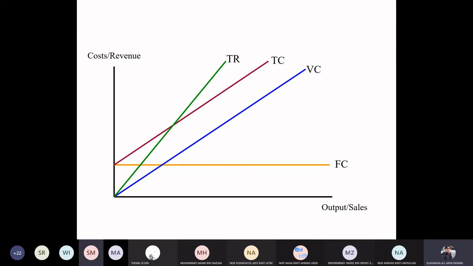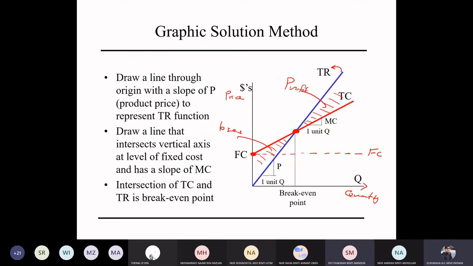Doctor, I have one question. Yes, go ahead. Can you go back to the previous slide? The second bullet point has a slope of MC. What does MC stand for? Marginal cost. Okay, marginal cost. Yes, thank you.